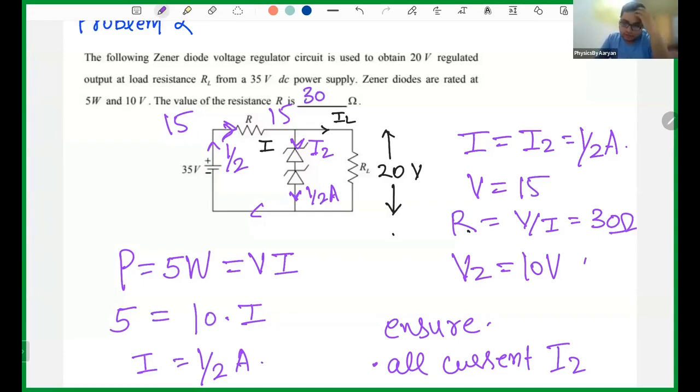Understood, everyone? So will there be a case where the current will flow through the load resistance? Will there be a case?